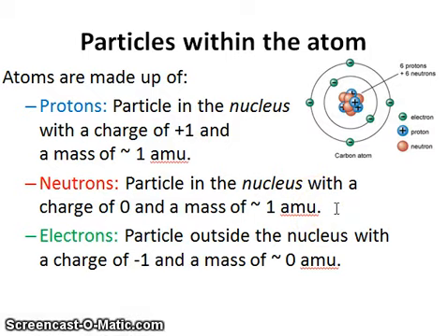Finally, we have the electrons, which are located on the outside of the nucleus. That means that they take up the rest of the space in an atom, and their charge is -1. And the mass, compared to the protons and the neutrons, will be about 0 AMUs. So these electrons are very, very light particles.